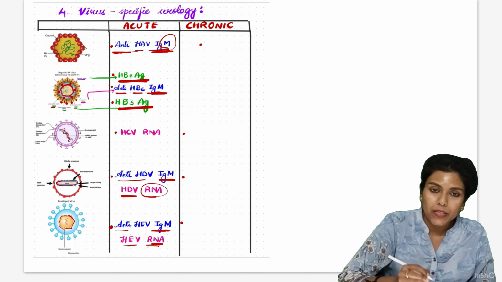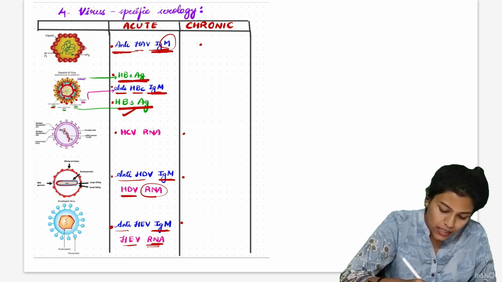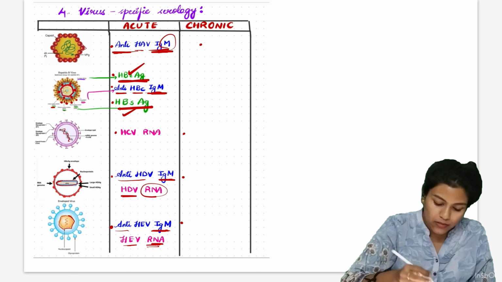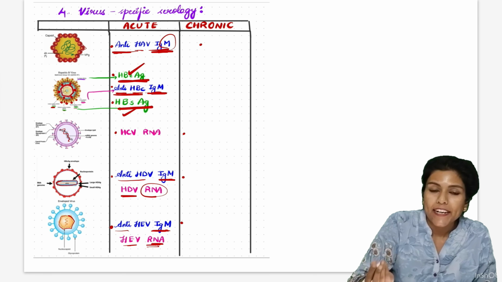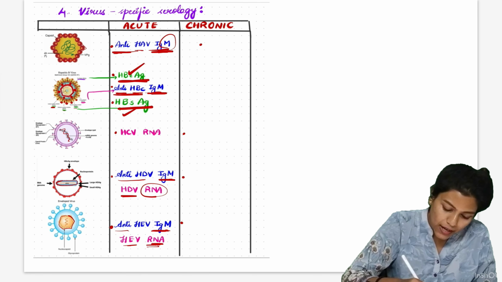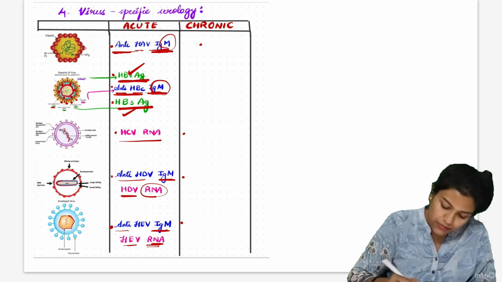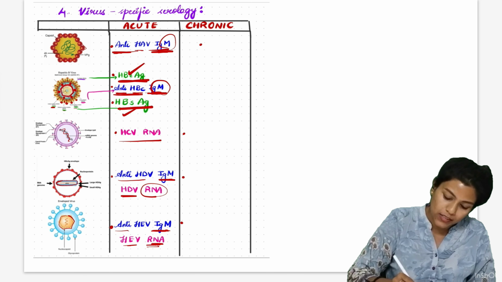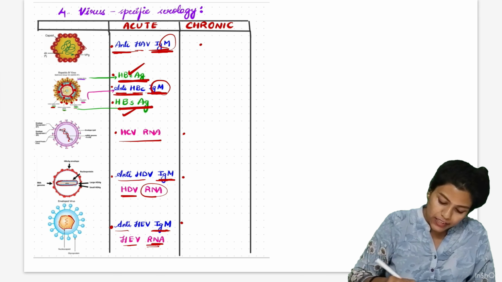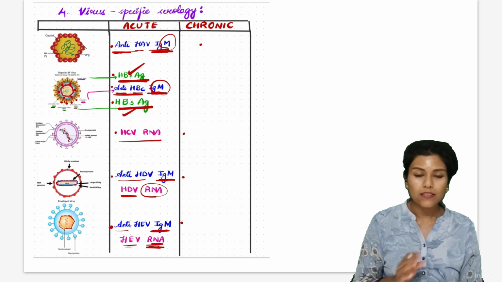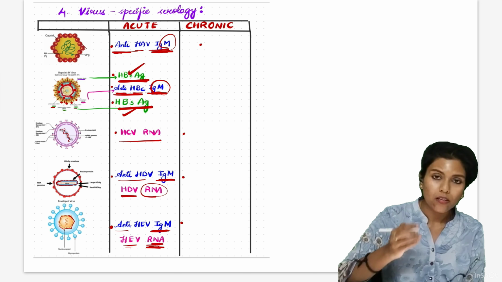For hepatitis B, there is surface antigen and envelope antigen, and core antigen is absent, core antibody will be present. Which antibody? Because it is acute, it will be IgM. For HCV, RNA. For HDV, there is HDV RNA and IgM immunoglobulin. For E also there is RNA and there is IgM antibody. So this is about the acute hepatitis serology.